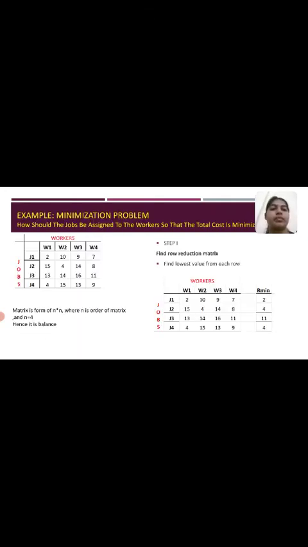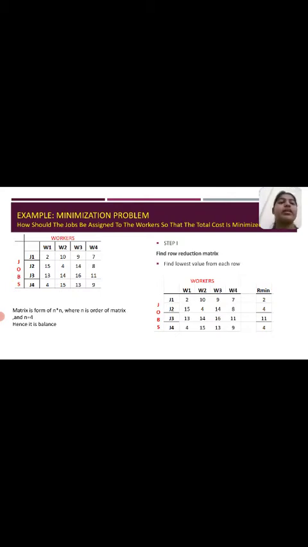Example, minimization problem. How should the jobs be assigned to the workers so that the total cost is minimized? Workers W1, W2, W3, W4, and jobs J1, J2, J3, J4. The values are 2, 15, 13, 4, 10, 4, 14, 15, 9, 14, 16, 13, 7, 8, 11, 9. The matrix is of the form n into n, where n is the order of the matrix and n is equal to 4. Hence it is balanced.